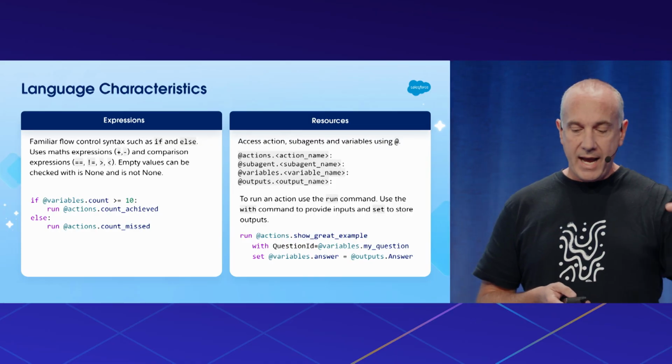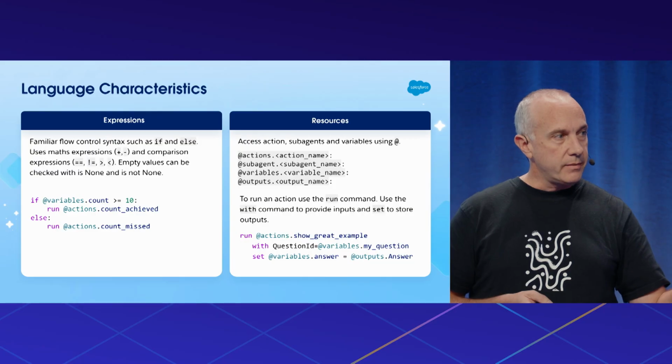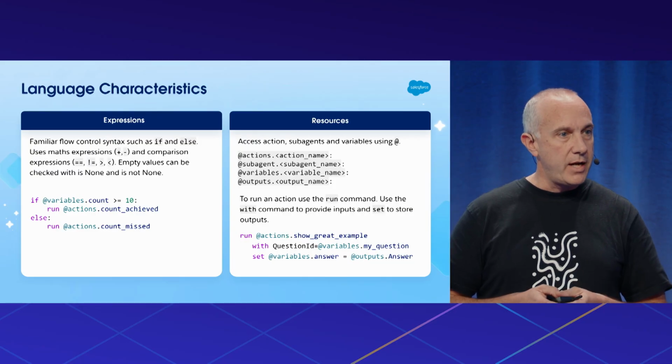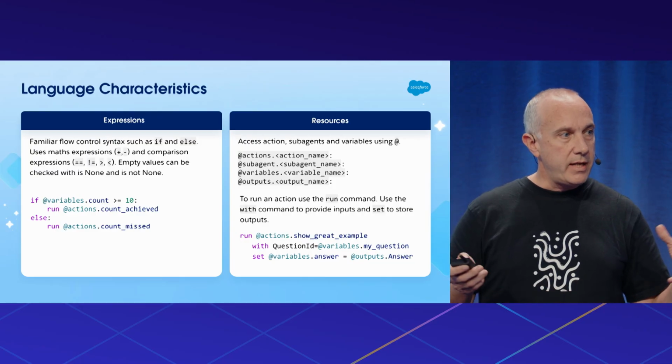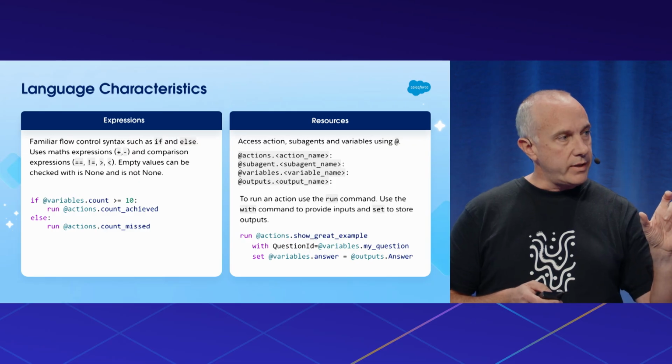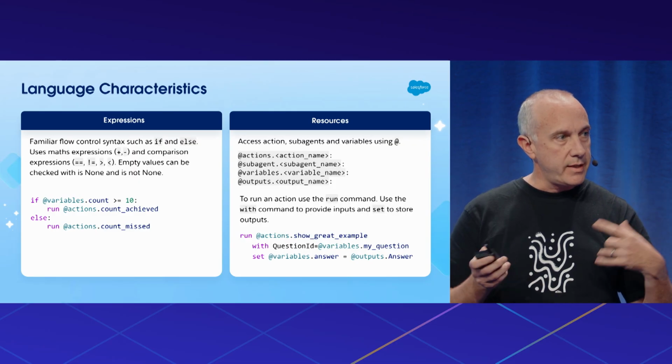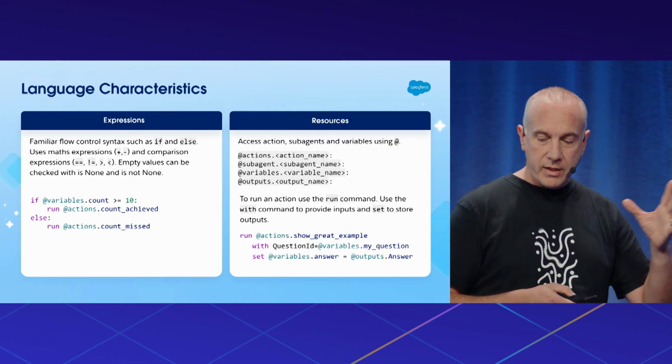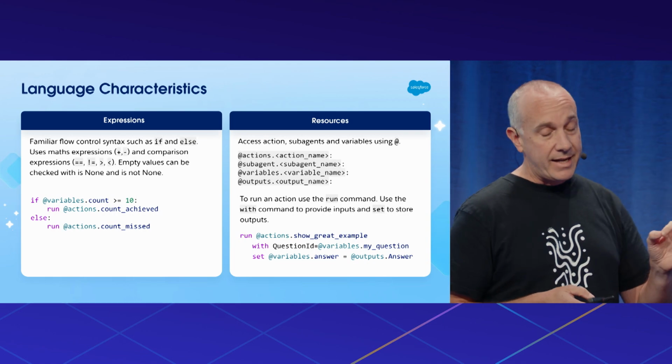And then finally, my fourth pillar is resources. You can access action sub-agents, so topics, if you've been using Agentforce up till now. At TDX, we're announcing that topics become sub-agents. So there's a syntactical change. So you get actions, sub-agents, and variables using the @ symbol.